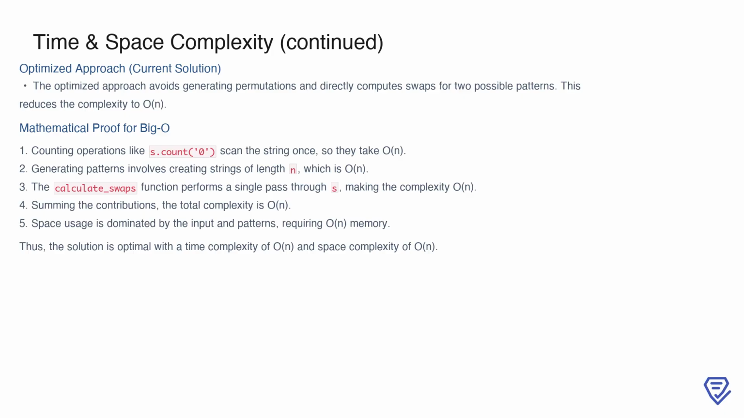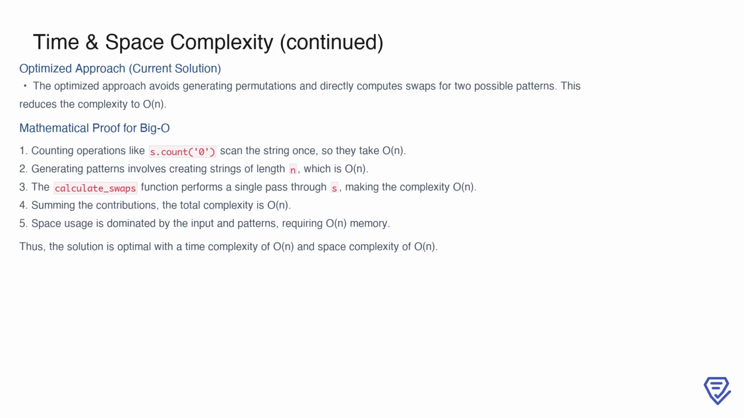To confirm this mathematically, we note that counting operations like s.count('0') scan the string once, which is O(n). Generating patterns involves creating strings of length n, which takes O(n). The calculate_swaps function performs a single pass through the string, requiring O(n).